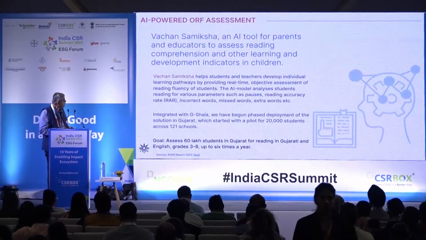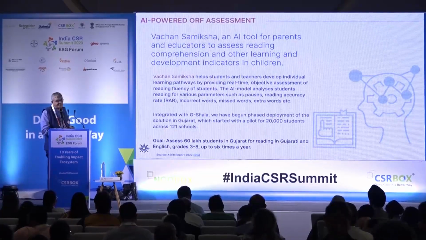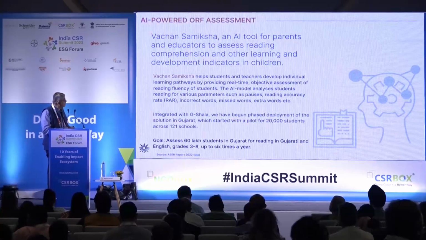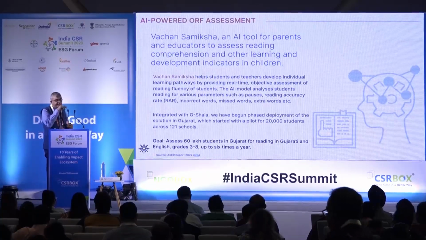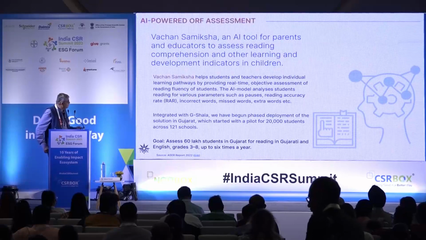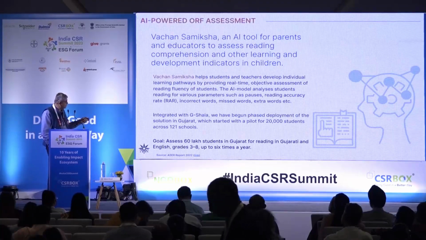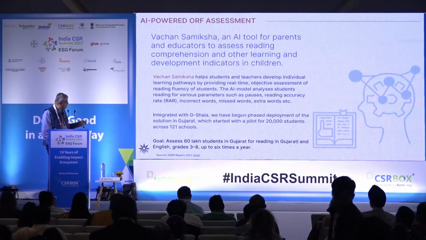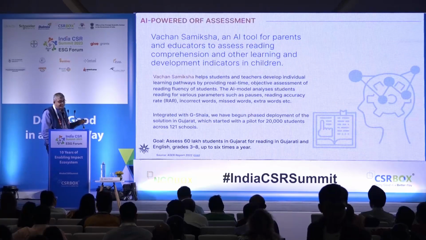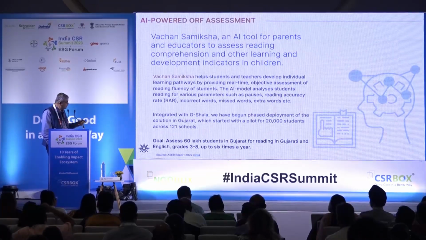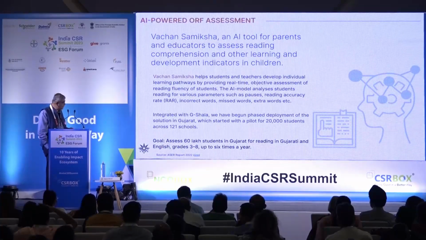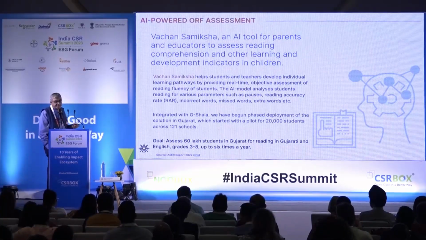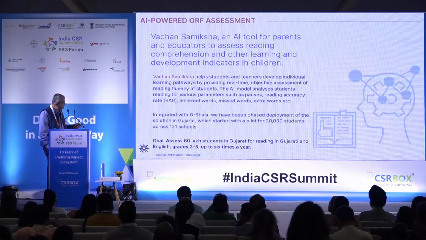So we've developed an AI tool called Vachan Samiksha, which can be used by parents and educators to assess oral reading fluency in children. And we've done a pilot for 20,000 students across Gujarat, and we are preparing to scale this up. Our goal is to assess 60 lakh students in Gujarat for reading in Gujarati and English, grades 3 to 8, up to 6 times a year. That's where we want to get to.